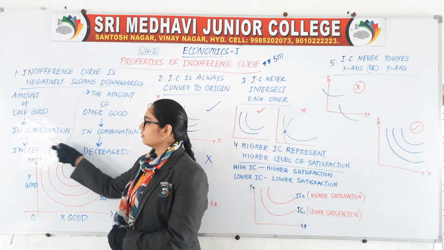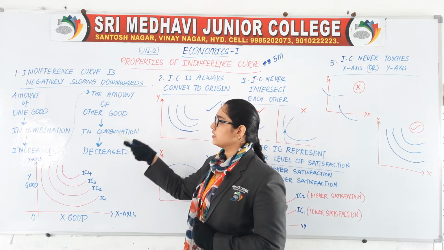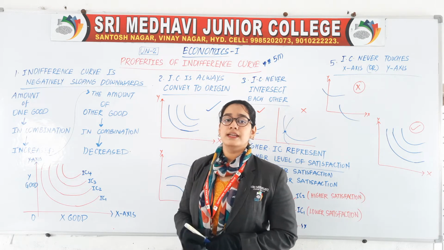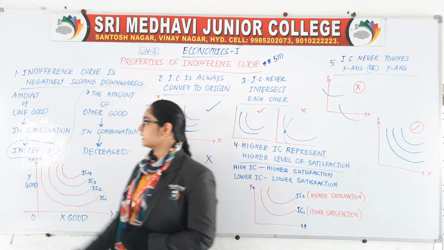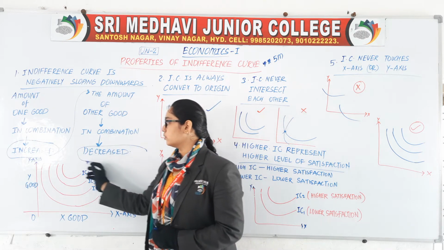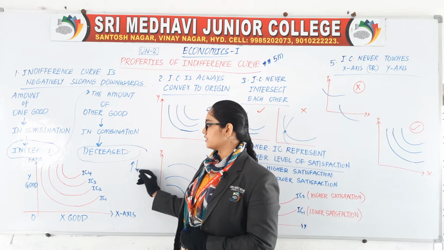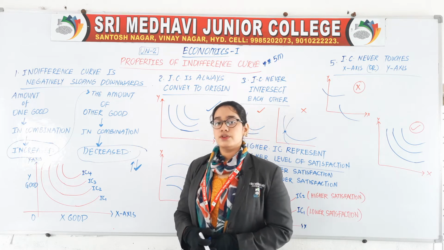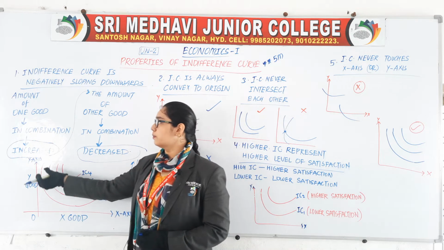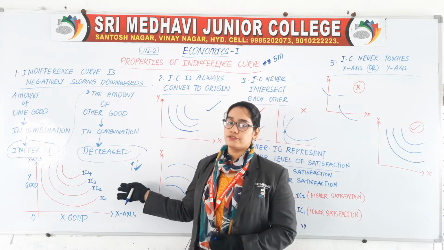The amount of one good in combination is increased, then the amount of other good in combination will be decreased. One good is increased, then the other good will decrease. So this up and down relationship is called a negative relationship. So you will get a negative slope from left to right. So this is our indifference curve.